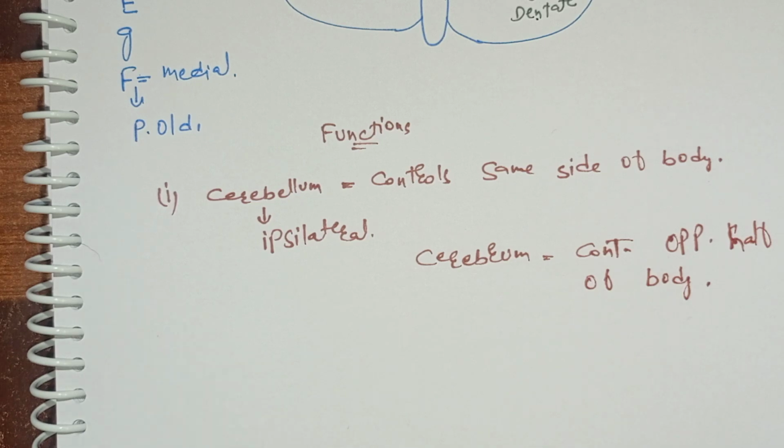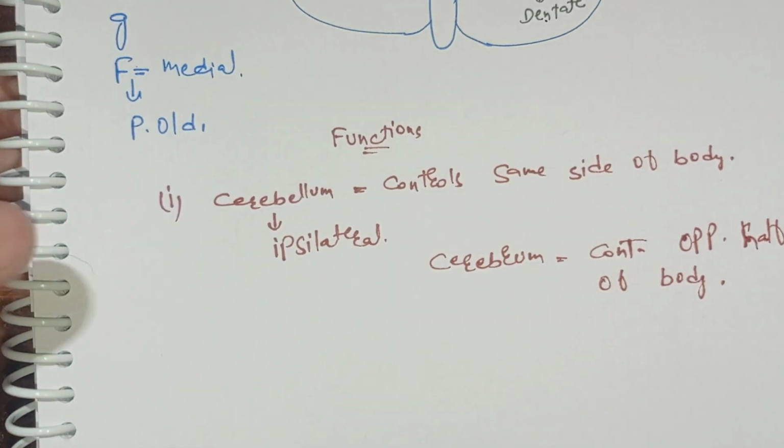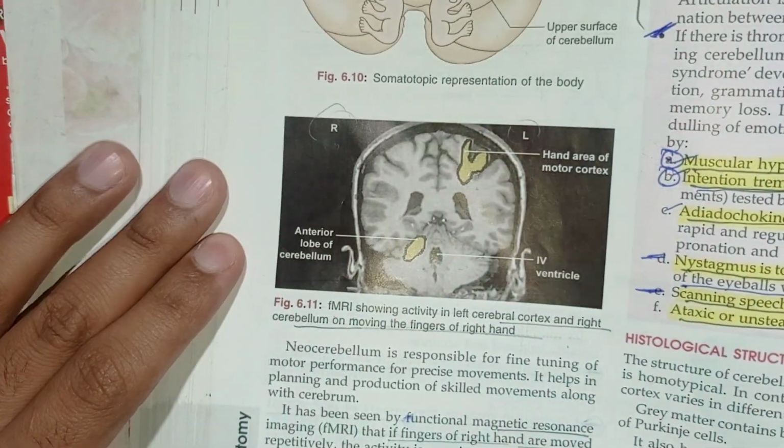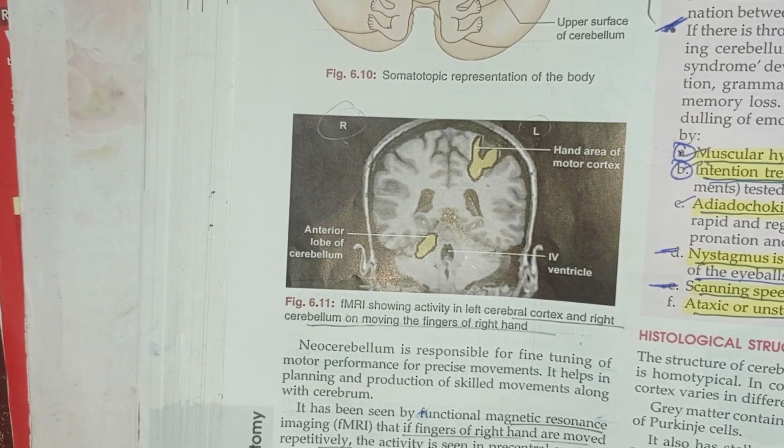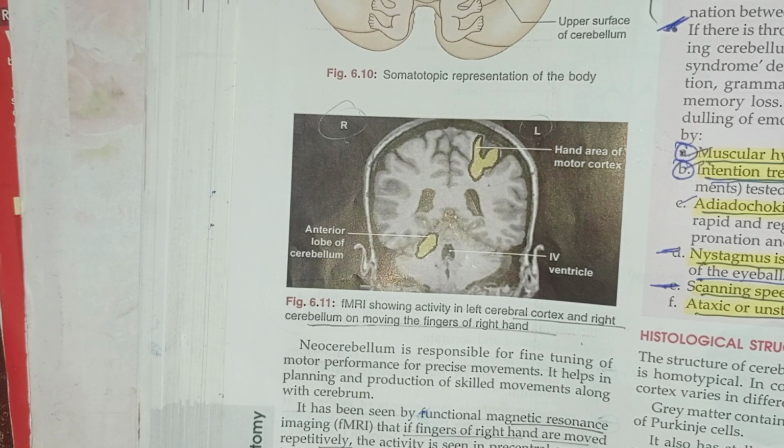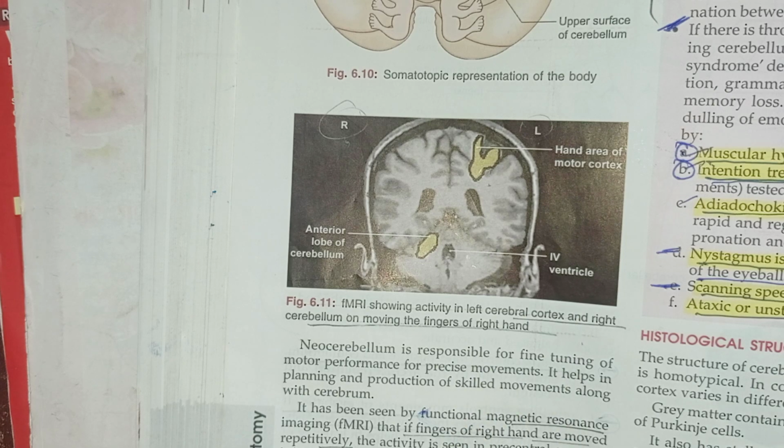Now what do you mean by this statement? The cerebellum controls the same half of the body. Its influence is ipsilateral, while the cerebrum controls the opposite half of the body. This statement can be understood from an MRI given in the BDC, figure 6.11. A patient is told to move the fingers of the right hand, and at the same time, an MRI of the brain is taken.